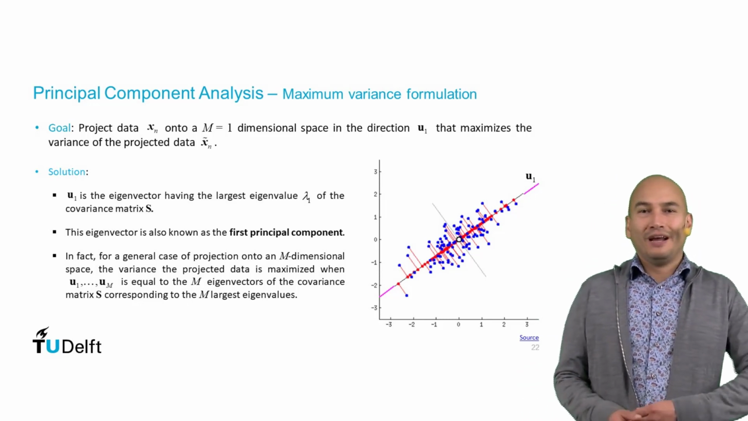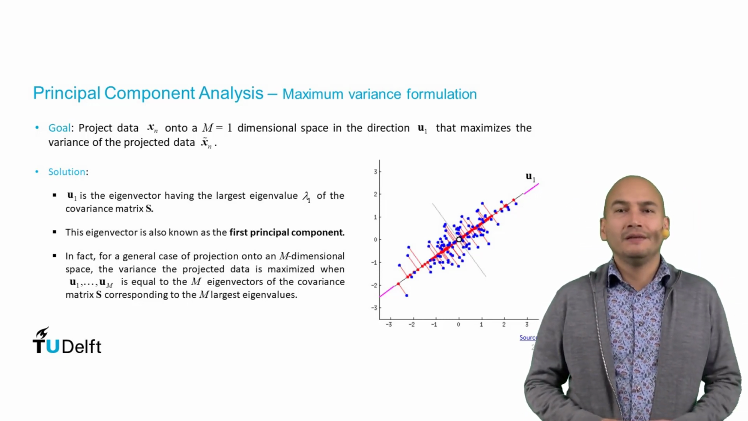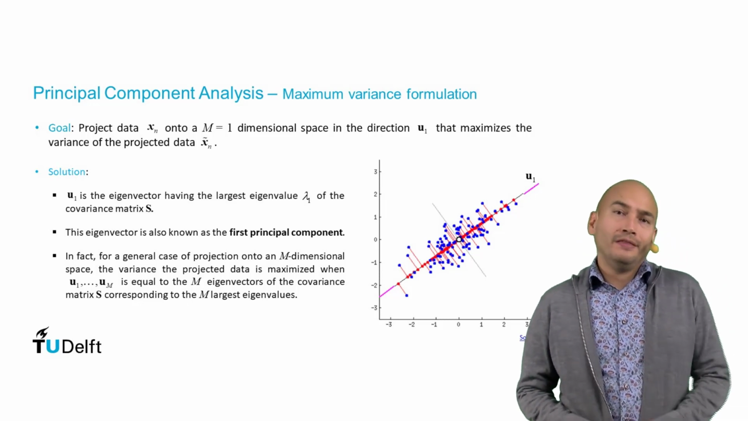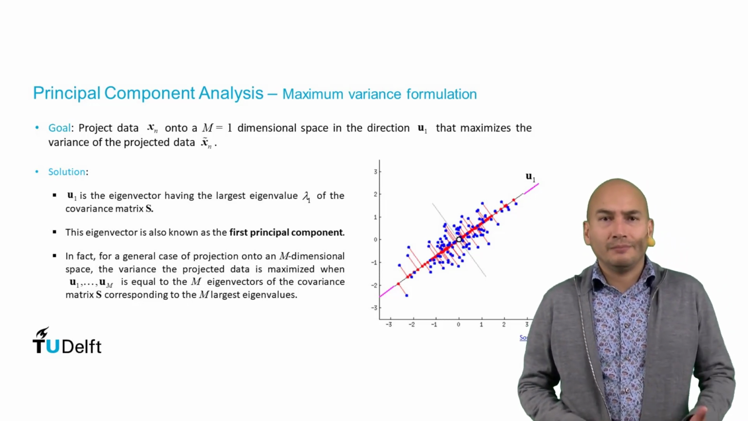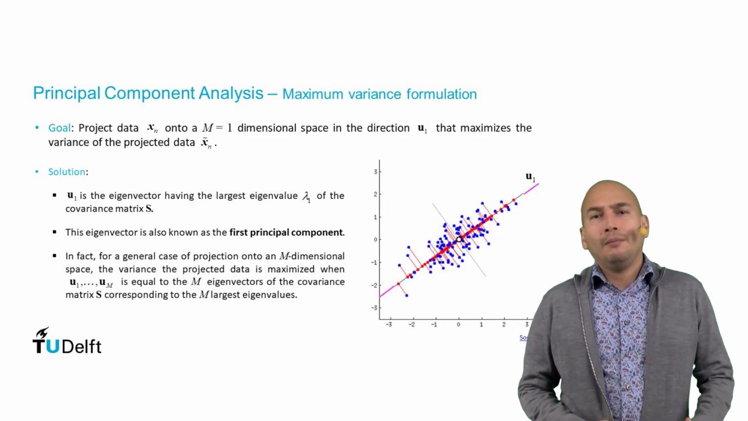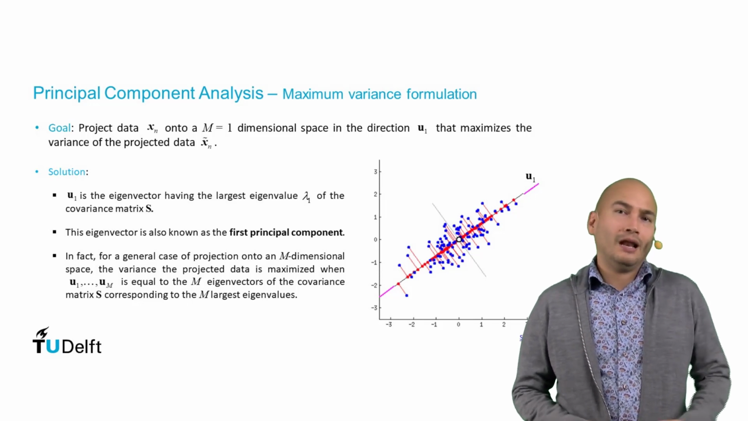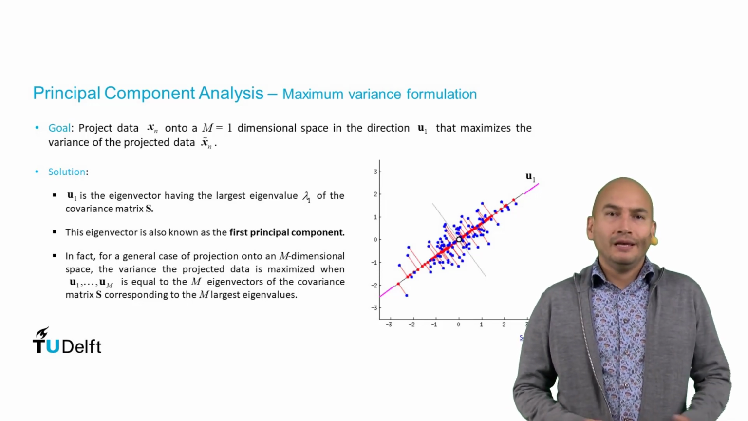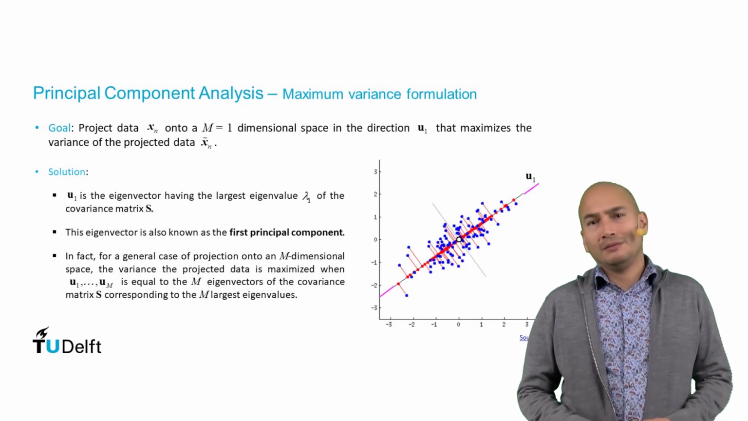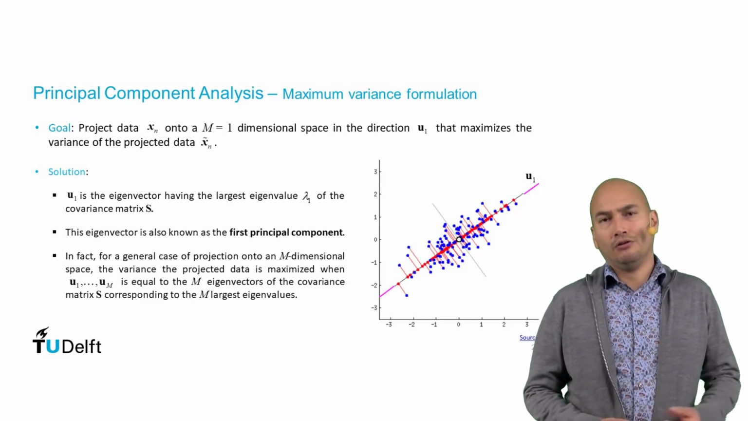In fact, for a general case of projection onto m-dimensional space, when m is larger than 1, the variance of the projected data is maximized when u1 to um are equal to the m eigenvectors of the covariance matrix S corresponding to the m largest eigenvalues. In this way, we can have the first m principal components by finding the m eigenvectors of the covariance matrix S.